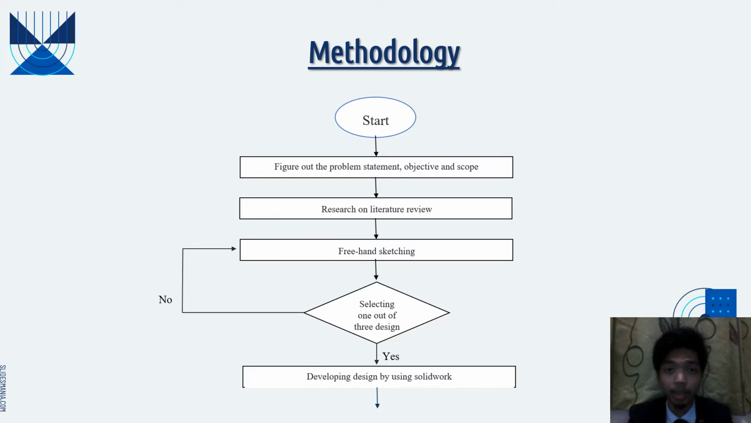In methodology, we start with the flowchart to complete the project. The first step was I figure out the problem statement, objective, and scope. Then I continue with the research on the literature review. Then I did freehand sketching. And if my supervisor approve one of the sketching, I will continue develop it by using SolidWorks.